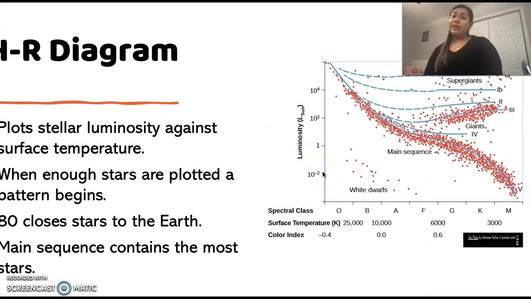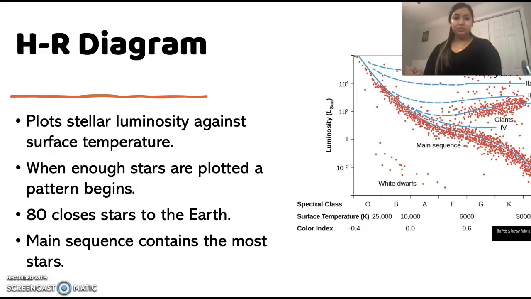And then we're talking about the HR diagram. The HR diagram shows us the white dwarfs, the main sequence, the supergiants, and the giants. The HR diagram plots stellar luminosity against surface temperature. When enough stars are plotted, a pattern begins. And then there are 80 of the closest stars to the Earth graphed right here. The main sequence, which is this one, contains the most stars.